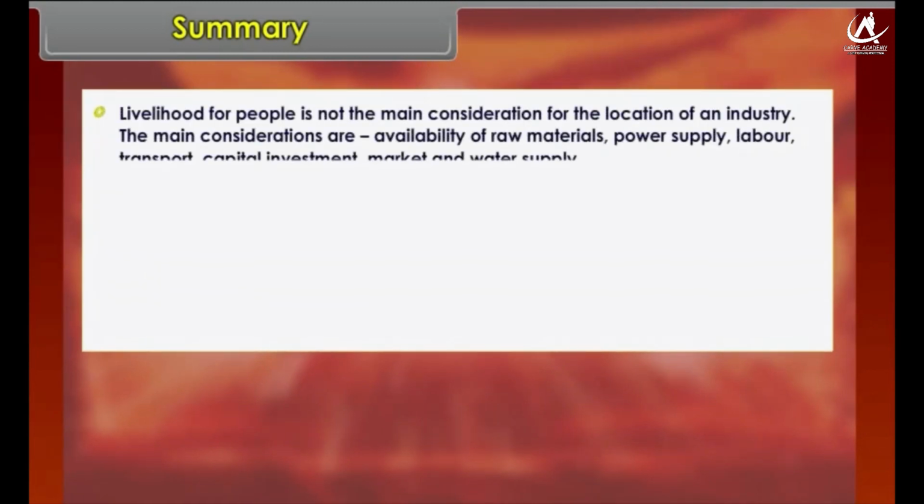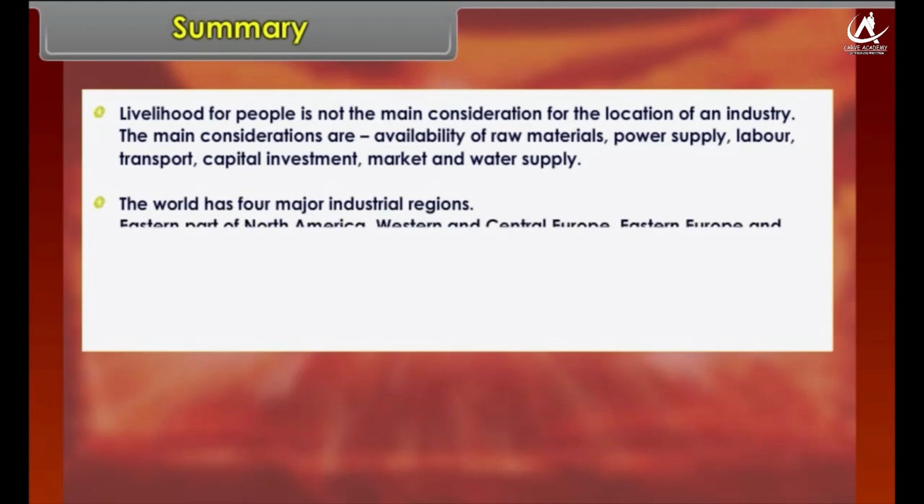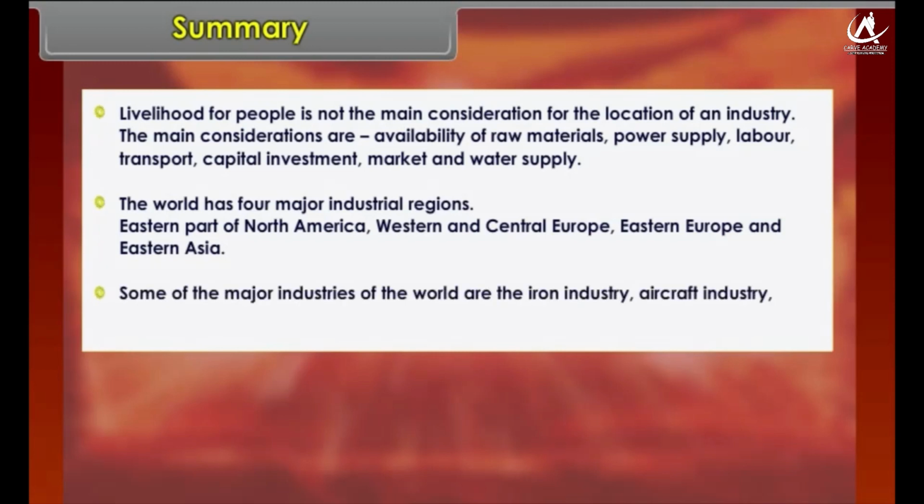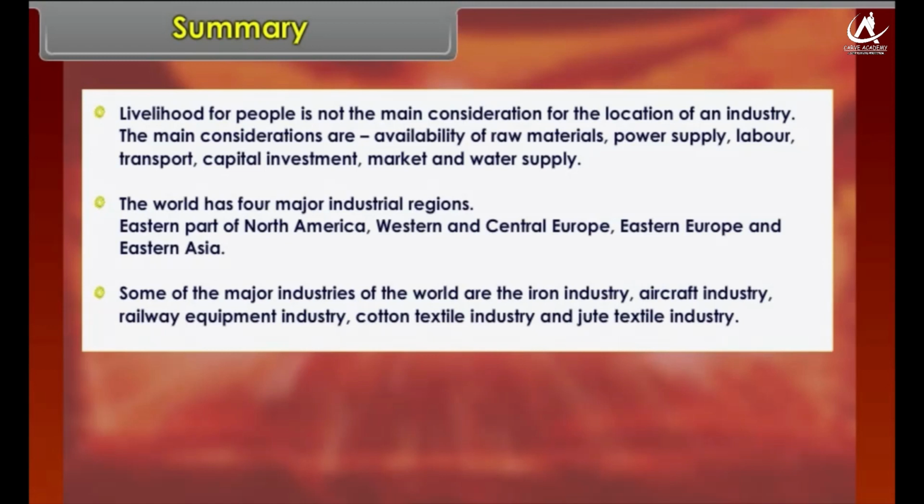Livelihood for people is not the main consideration for the location of an industry. The main considerations are availability of raw materials, power supply, labor, transport, capital investment, market and water supply. The world has 4 major industrial regions: eastern part of North America, western and central Europe, eastern Europe and eastern Asia. Some of the major industries of the world are the iron industry, aircraft industry, railway equipment industry, cotton textile industry and jute textile industry.